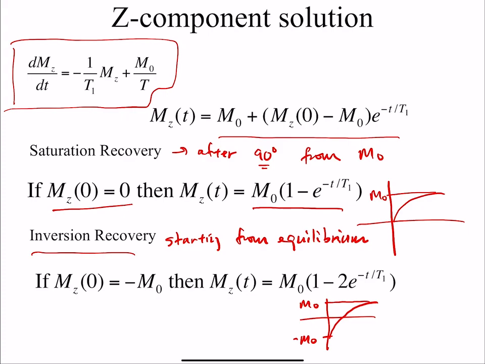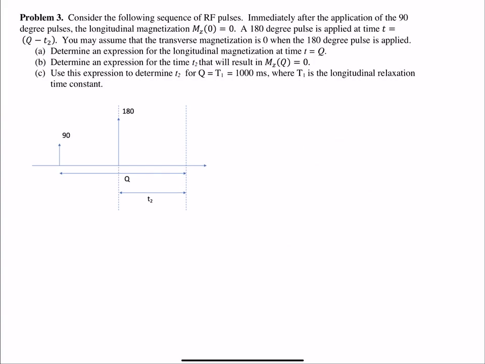Let's take a look at the homework problem. You're given two pulses, a 90-degree pulse and a 180-degree pulse. You're told that immediately after the application of the 90-degree pulse, the longitudinal magnetization m sub z of 0 is equal to 0. That makes sense from everything we talked about. I've applied this 90-degree pulse, so there's no m sub z component. After the 90-degree pulse, it's going to recover somewhat. Let's say m naught is here. It's going to recover, but we don't know how long it's going to take, so it may not get fully back to m naught.